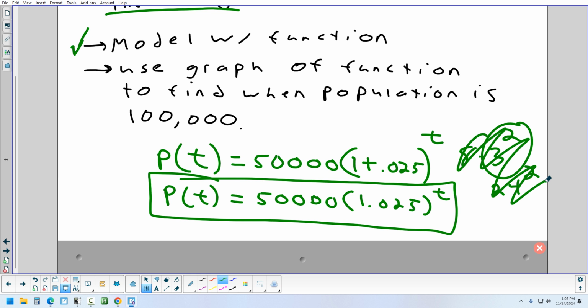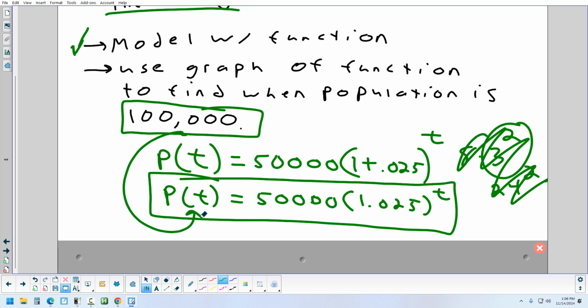All right. Now the second thing is find when the population hits 100,000. There's 2 places we can plug in 100,000. Is 100,000 a time, or is 100,000 an amount of people? It's an amount of people. So that means it's going to get plugged in on the left side. If the question said find the population after 10 years, that would be different. Then you would fill in 10 for t, because that would be time. But 100,000 is not a time. It's an amount of people.